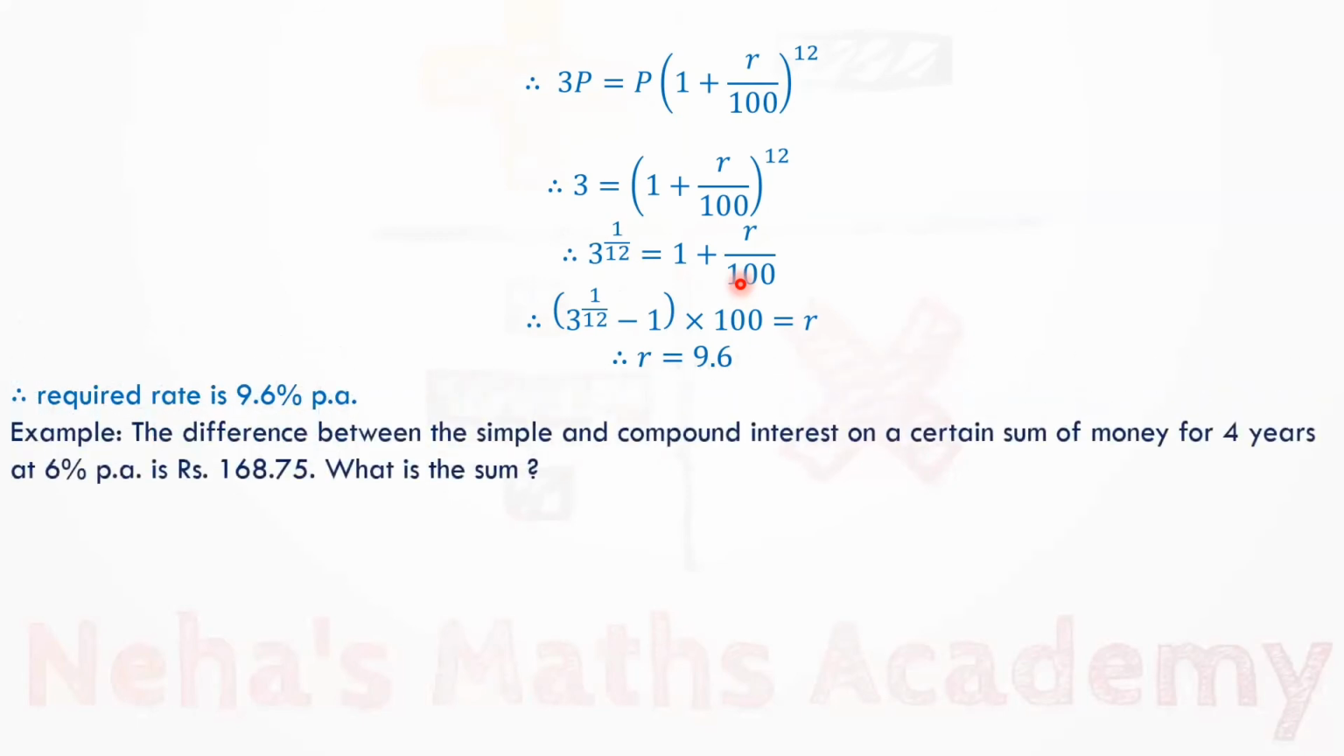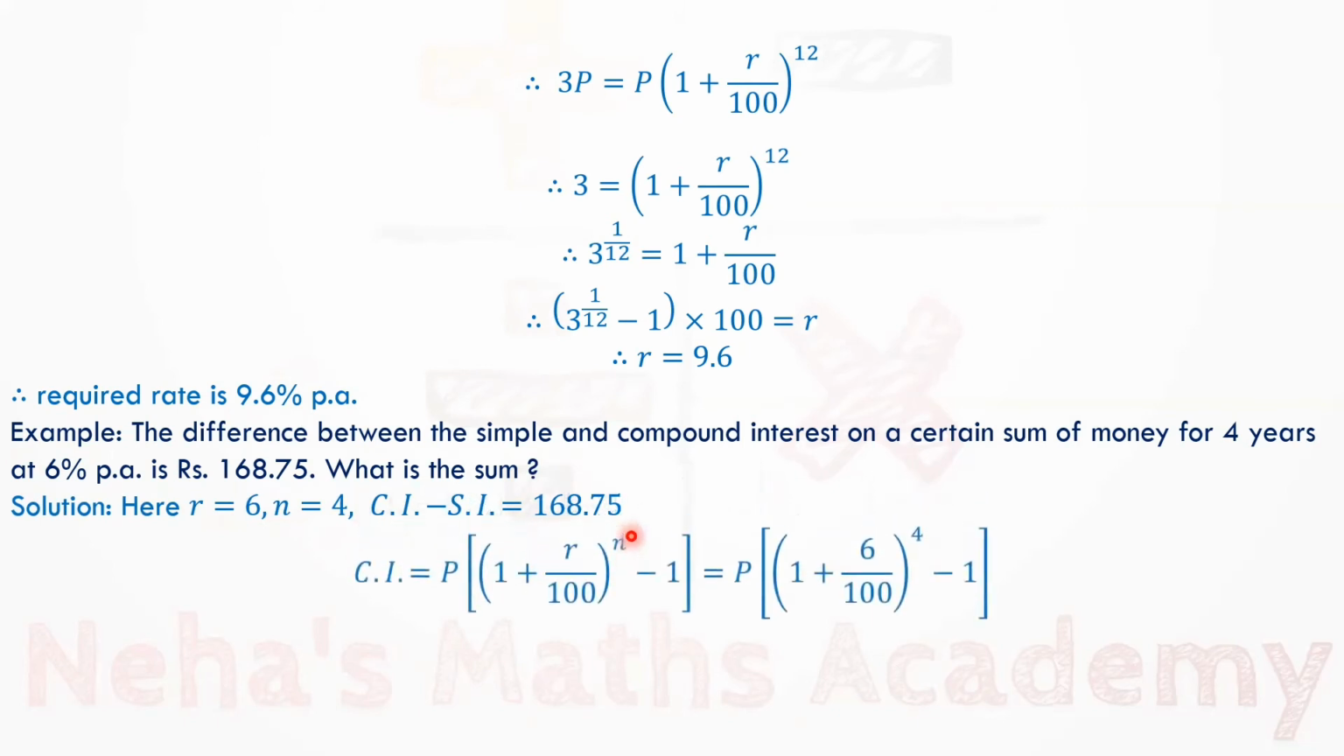Next example. The difference between the simple and compound interest on a certain sum of money for 4 years at 6% per annum is rupees 168.75. What is the sum? Here we have given R is equal to 6, N is equal to 4. Then the difference between simple and compound interest is 168.75.